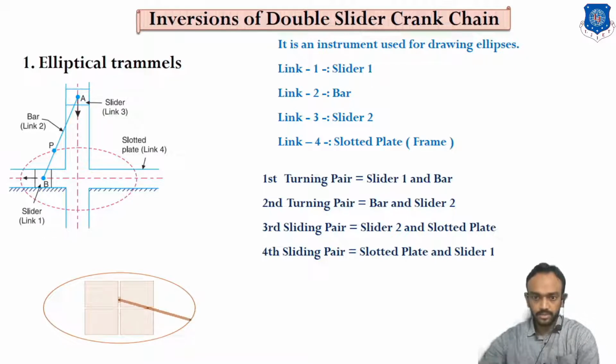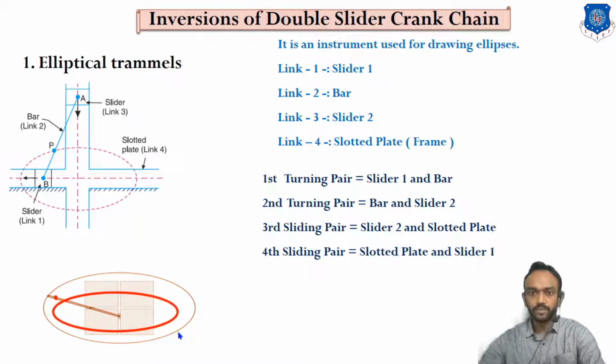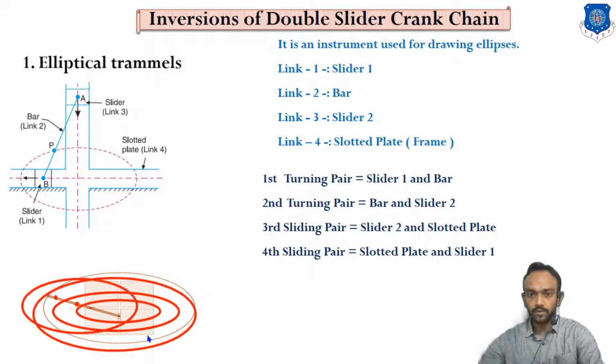You can see in the animation that as you select another point, the ellipse you find will be different. At a different point, if you put the point here, the elliptical shape you find will be different. So you can find different sizes of ellipse.